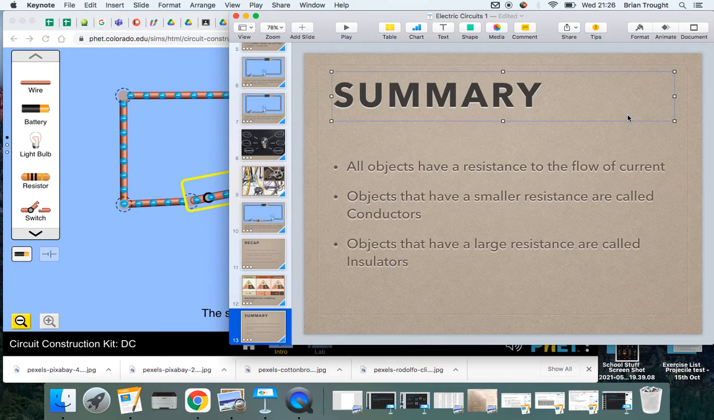So in summary, all objects have a resistance to the flow of current. Objects with a small resistance are referred to as conductors. So conductors will allow a current to flow through them. Objects with a large resistance are called insulators, and insulators do not allow a current to flow through them.